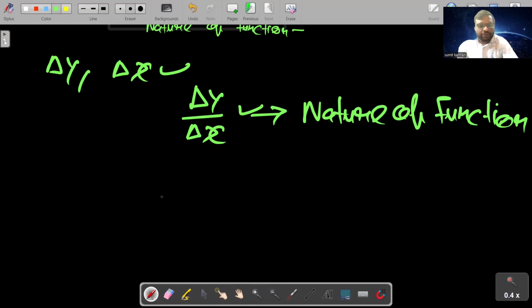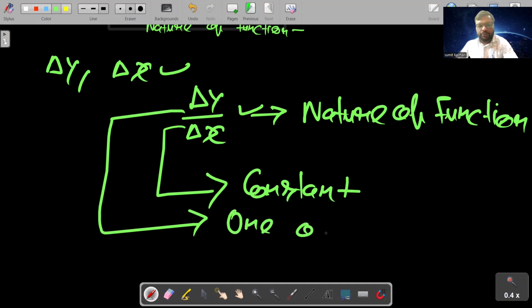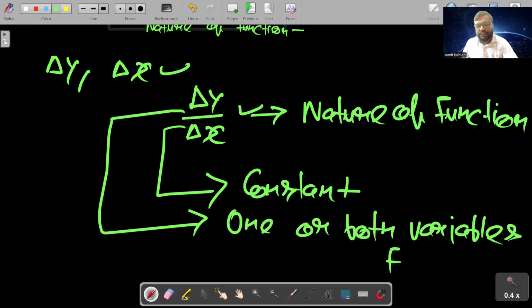Now, next. Students, this delta y upon delta x, that is the ratio of change in dependent variable with respect to change in independent variable, may be constant for some functions, and it may depend on one or both variables for some functions. Now, let me give you one example.